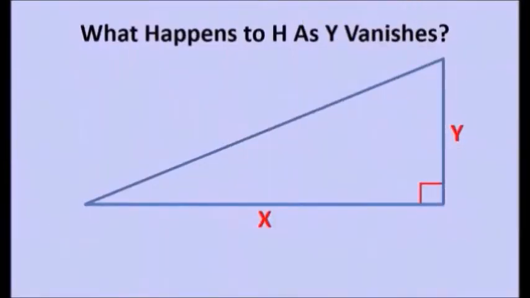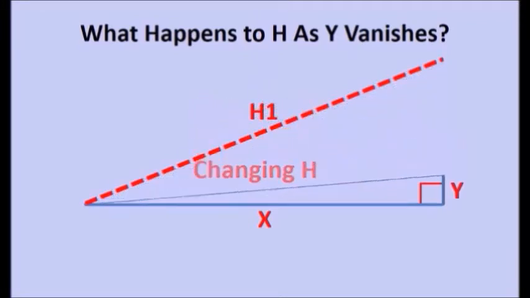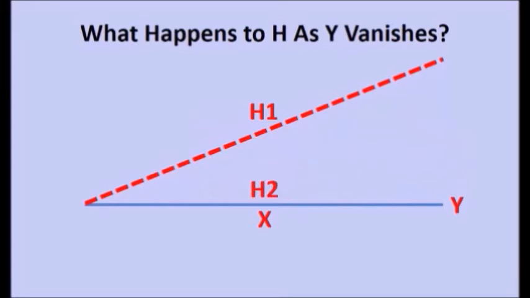So, for our first test case, let's consider what happens as the y leg vanishes while the x leg stays the same. We'll mark the original hypotenuse h1 and keep track of it, like this. Now, we'll let the y leg vanish like this. Notice how doing this forces our hypotenuse length to change from h1 to h2. What happens to the length of the hypotenuse when the triangle collapses like this? How does h1 compare to h2, our final value of h?